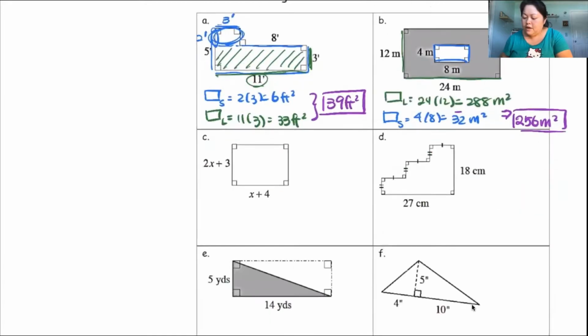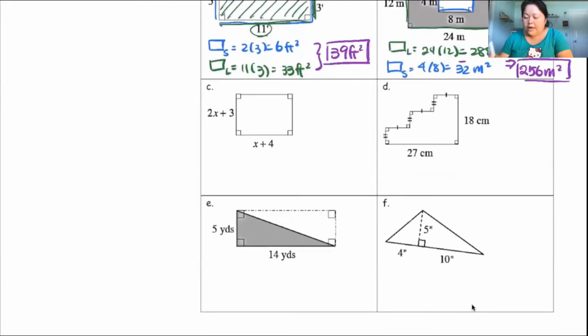All right, so now let's look at the fact that we're not going to have numbers. We have these weird variables. So for any rectangle, the area is going to be the base times the height. So in this case, base is x plus 4 and multiply by 2x plus 3.